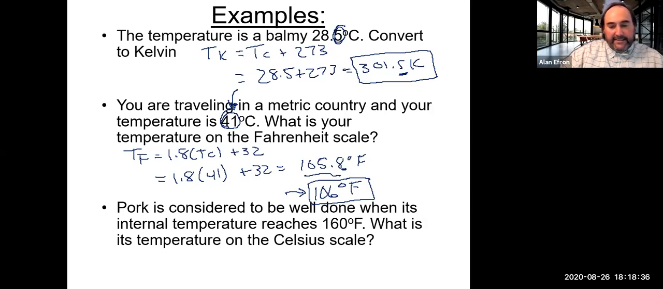Last one here is Fahrenheit to Celsius. So we're going temperature in Celsius is our temperature in Fahrenheit minus 32 divided by 1.8.